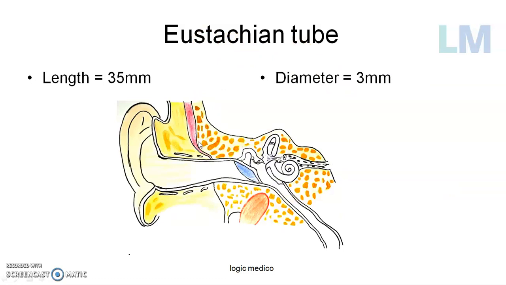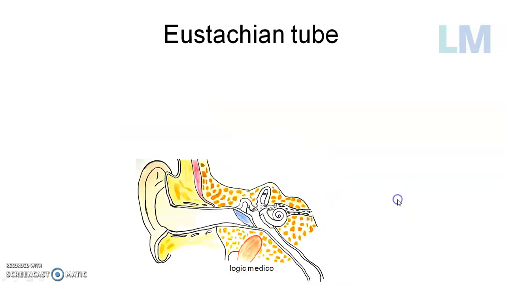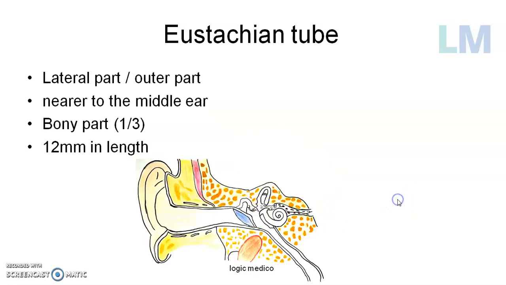The length of the Eustachian tube is 35 mm. It is from the pharynx to the middle ear cavity. It is 35 mm or 3.5 centimeters. The diameter of the Eustachian tube, because it's a tube, it will have diameter, it is 3 mm. Next, it contains two parts.